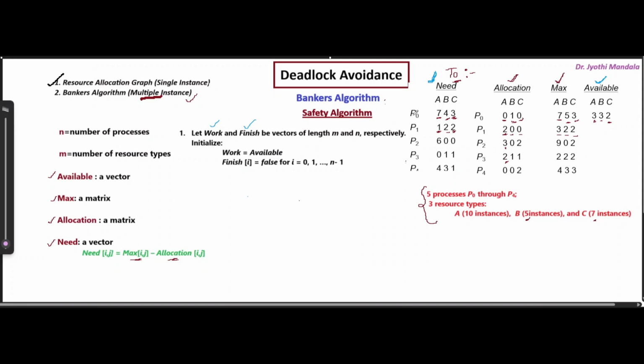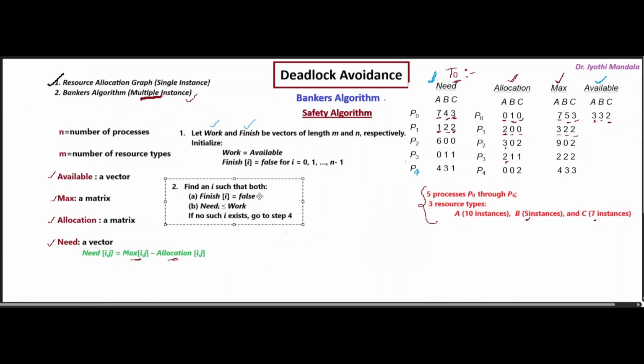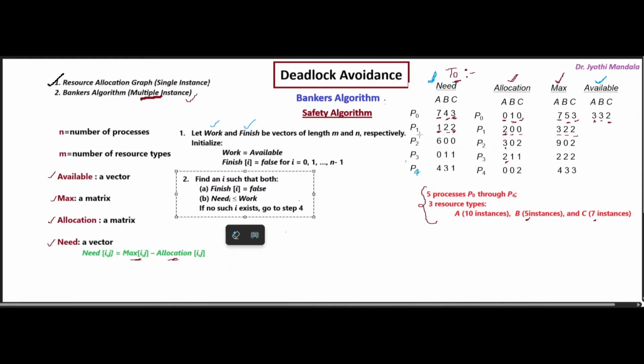Initially, the finish of P0, P1, P2, P3 and P4, everything is false. Why? Because none of them has completed execution yet. But if we need to get a sequence, an order of execution, all the processes' finish should be true, saying that all have completed their execution by following this sequence. And from the second step onwards, we need to find one process. Let us consider the process is Pi. It can be P0, P1, P2, P3, any process. We need to find a process whose finish value is false.